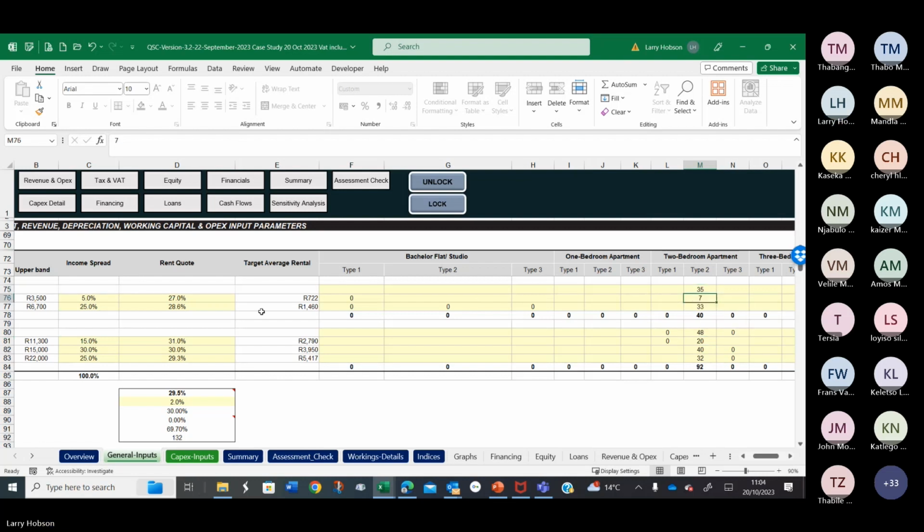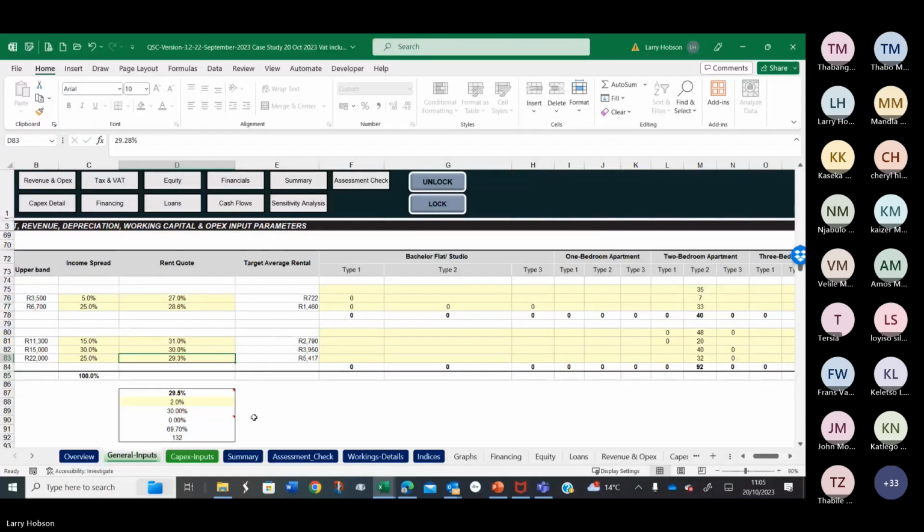There are 7 of type 1 of income band 1. There's 33 of income band 2, and we're following these percentages here for the income spread to get to the 100. This project is 132 units, so we've done a bit of a calculation here to just get the number of units to the right percentage of the total. So this calculation here, 29.5%, that is our average rent quote over the whole lot.